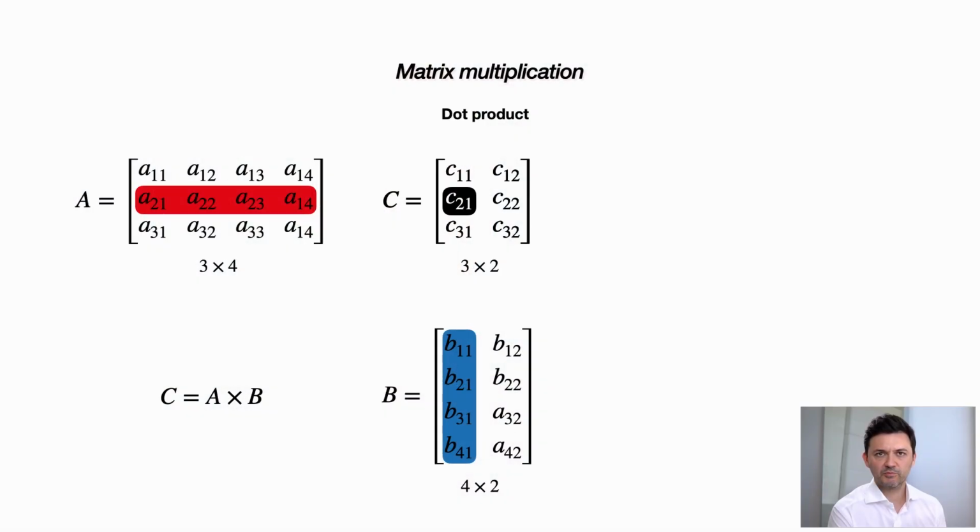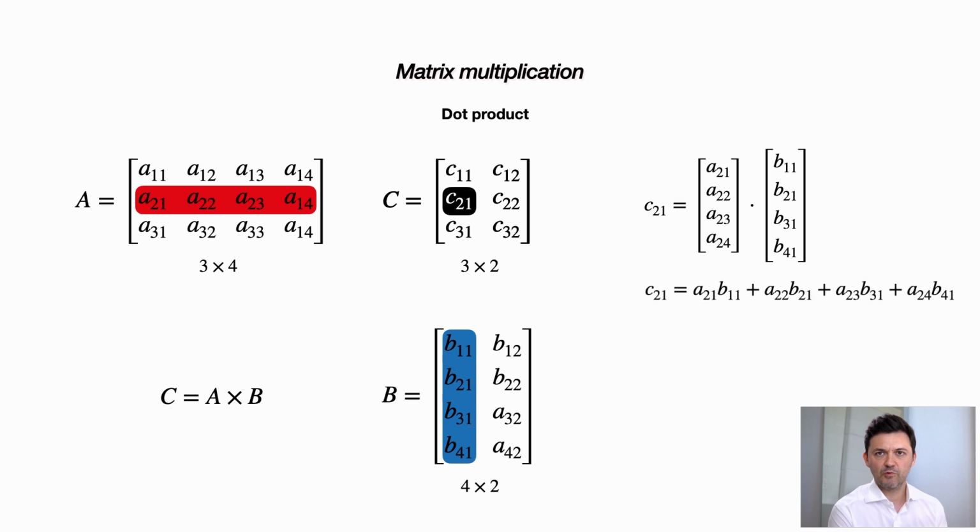Well, the computation of any element of the matrix C actually involves only one mathematical operation, which is dot product. We simply need to compute the dot product of the red arrangement of numbers with the blue arrangement of numbers. So to compute the value of the element C21 means that we need to take the second row of the matrix A and do a dot product with the first column of the matrix B. This means C21 is equal to A21 times B11 plus A22 times B21 and so on and so forth.